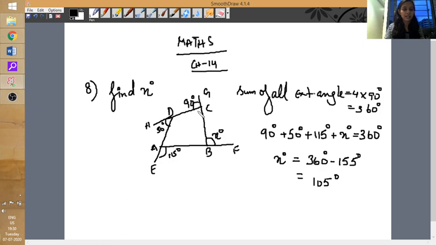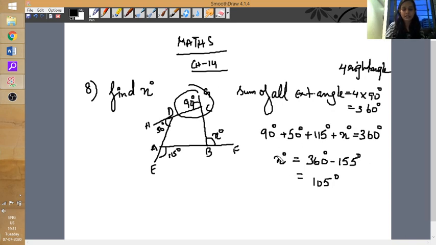Okay, so as you see in the diagram, all the angles are outside the diagram. See, 90 degree, 50 degree, 115 degree and x degree. As you can see, all the angles are outside the diagram. You can tell that these are exterior angles. And we already know that the sum of all exterior angles is equal to 360 degree, 4 right angles, if you remember. We already have this formula that the sum of all exterior angles is 4 right angles. So out of those 4, I have 3 exterior angles with me and x. So it's easy for me to find out x.